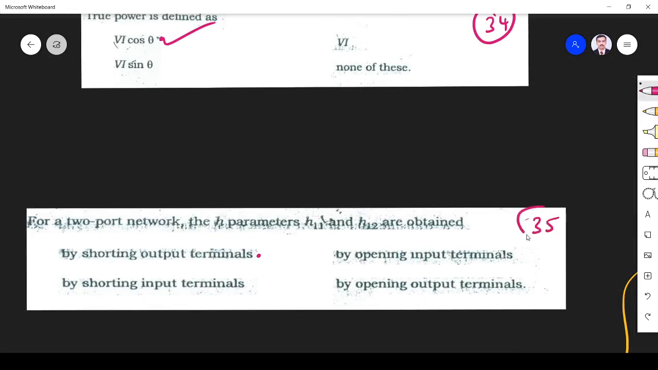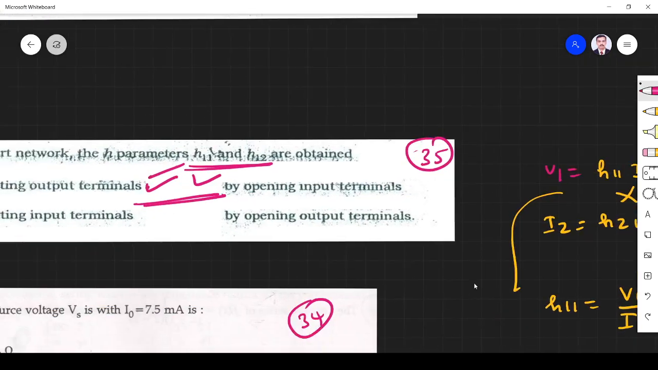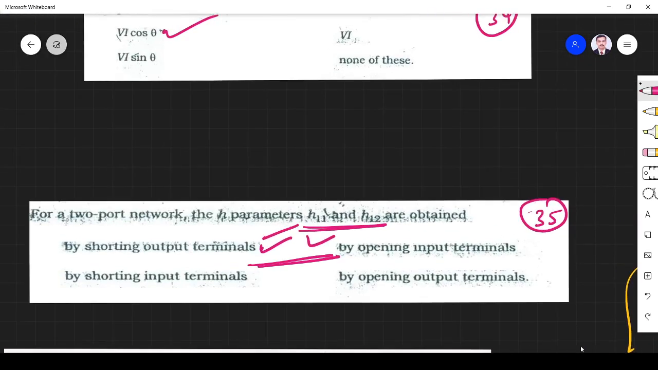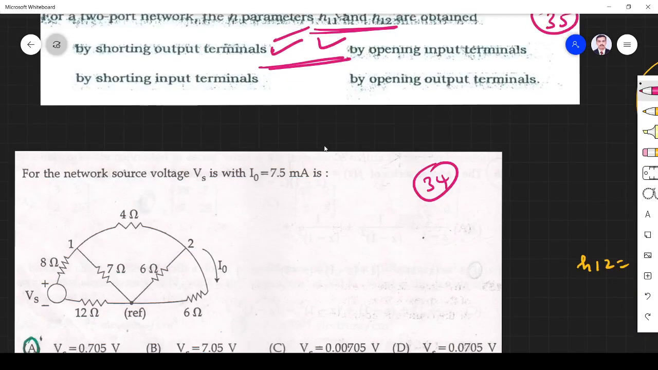Let us see, output must be short and input must be open. Both things are required, then only we can find them, right? So I think something is wrong. You can choose either one: if I want to find H11, I have to short the output. If I want to find H12, I have to open the input. Okay. Next.